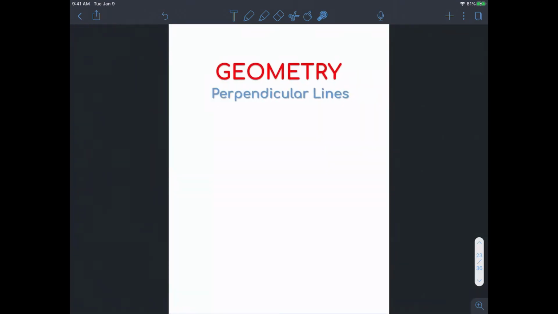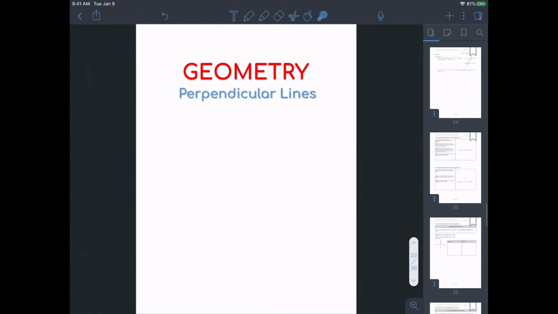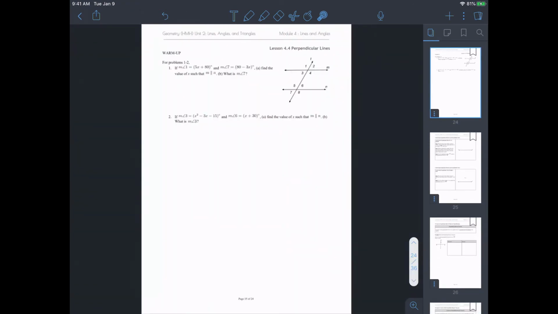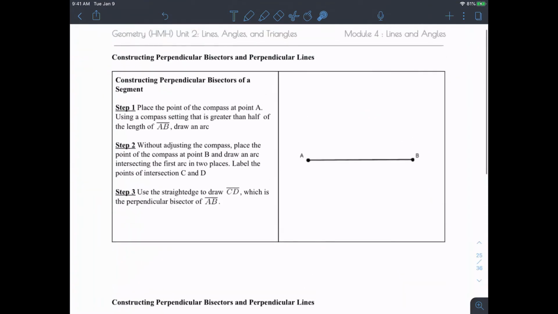So right here, we have perpendicular lines. Okie dokie. All right, so there is a warm-up, but we're going to do that when we go in class. Okay, so take a look at it. Now, once again, this right here is more of the stuff that we would do in class. So you will follow directions step by step, and it will tell you how to do a perpendicular bisector. So in a classroom situation, you will literally sit there and do this with your mates.